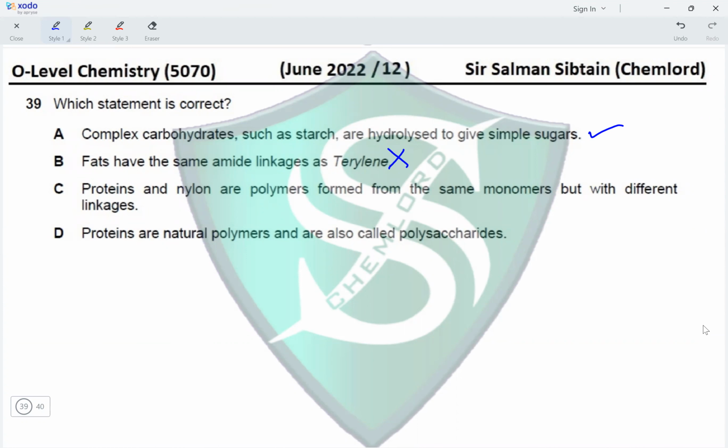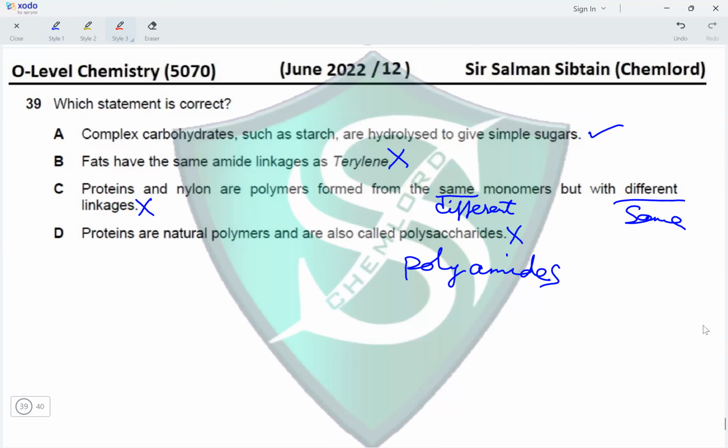C. Proteins and nylon are polymers formed from the same monomers, but with different linkages. No, they are formed from different monomers, but they have the same linkage. The linkage present is an amide bond, but the monomers for nylon are different, and the monomers for proteins are amino acids. So this is wrong. Option D. Proteins are natural polymers, yes, and are also called polysaccharides. No, they are called polyamides. They are not polysaccharides, they are polyamides. So option A is the correct option for this question.